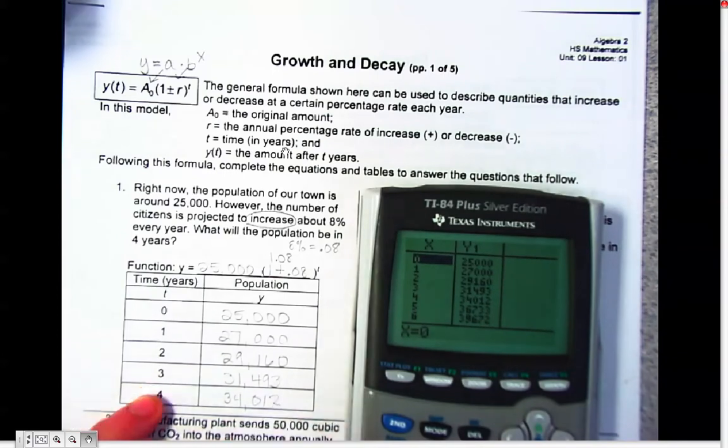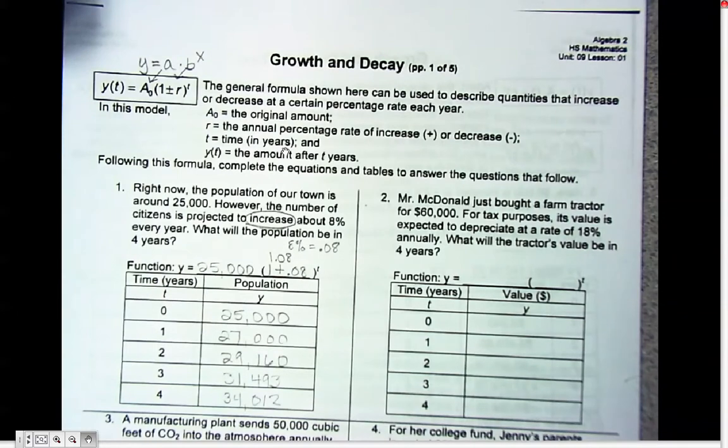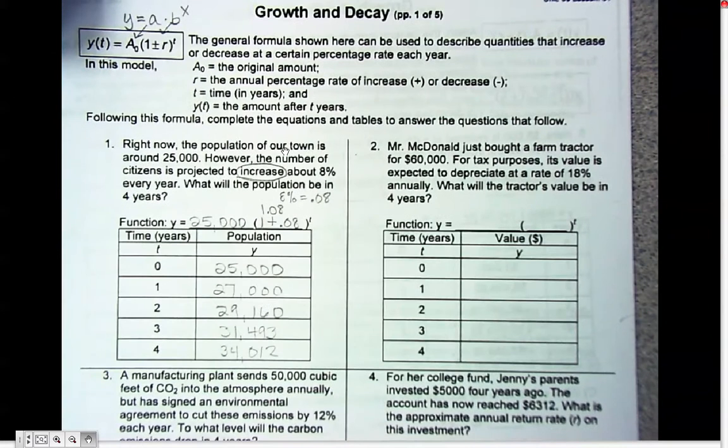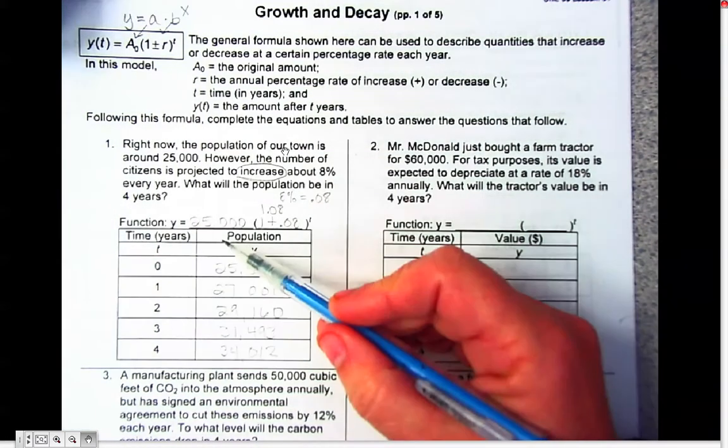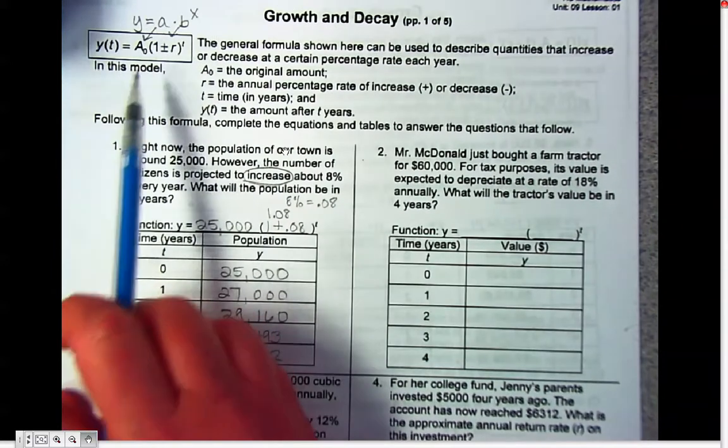Okay, so at the end of 4 years, I'm going to move that so you can see it. At the end of 4 years, we have 34,012 people instead of 25,000. We started out at 25,000, now we're up to 34,012. Okay, that's an example of growth using this formula up here.